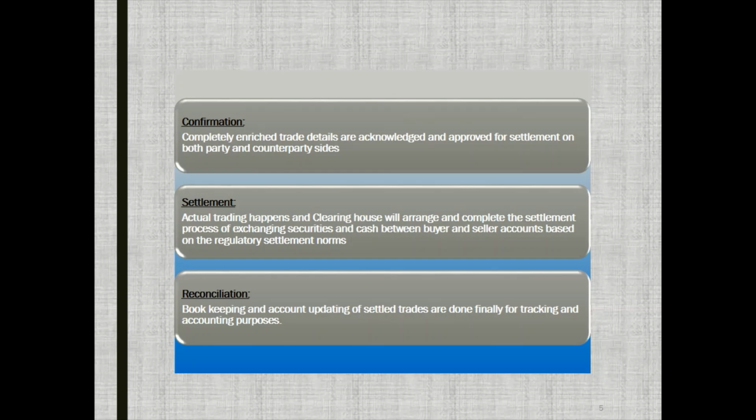So this is how the trade life cycle goes, from placing the order till the reconciliation stage.